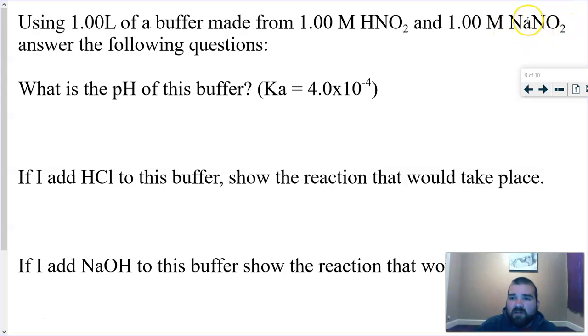But that cation of our salt must be something that's neutral. Sodium is always a good choice because sodium is a neutral ion. So we have 1 molar of each of these two substances. What's the pH of this buffer? Well, we could use Henderson-Hasselbalch, right?